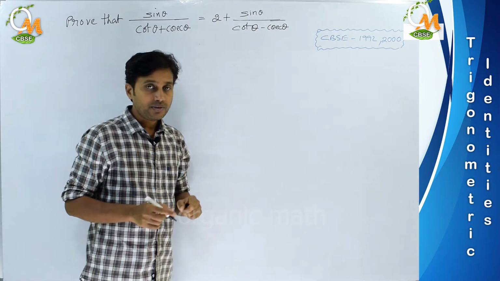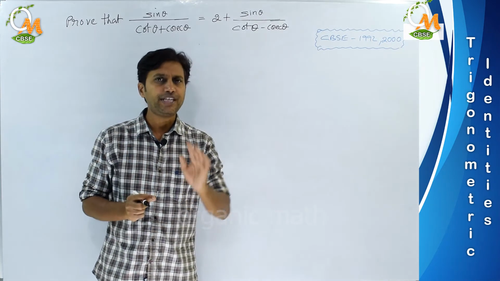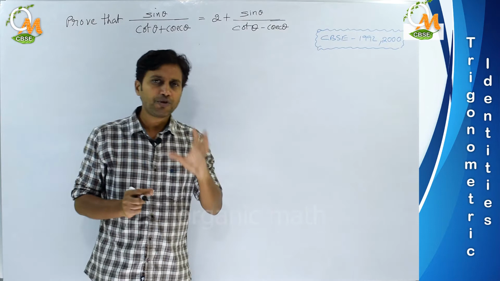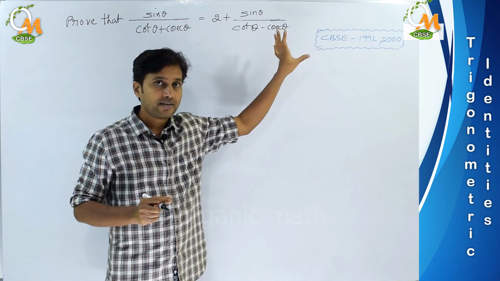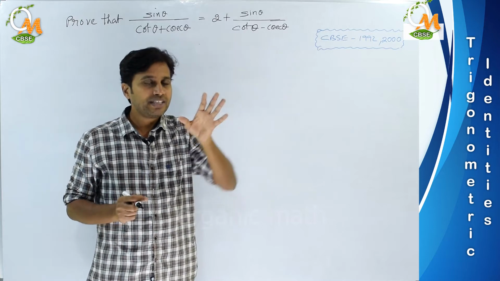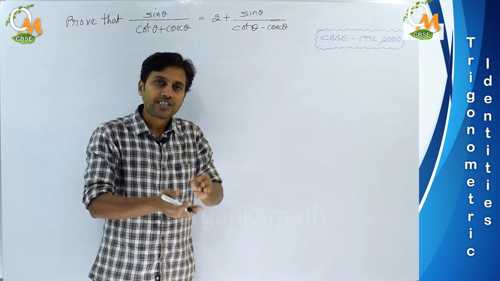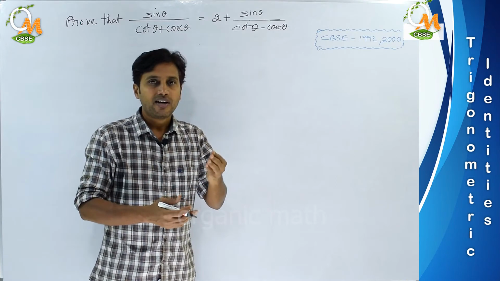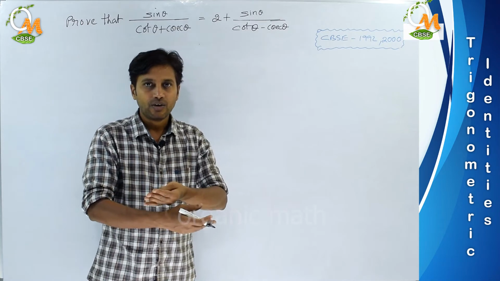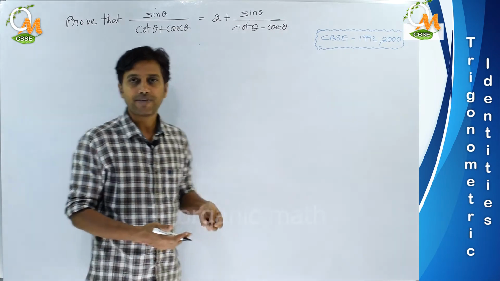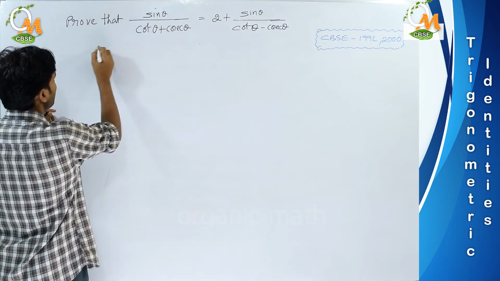But see students, in this problem there is a small rearrangement. We have to take the LHS part and obtain the RHS part for the given problem. But here you shouldn't take the LHS part as it is. After doing some rearrangement of the expressions from this side to that side, then we can take the LHS part and prove it.